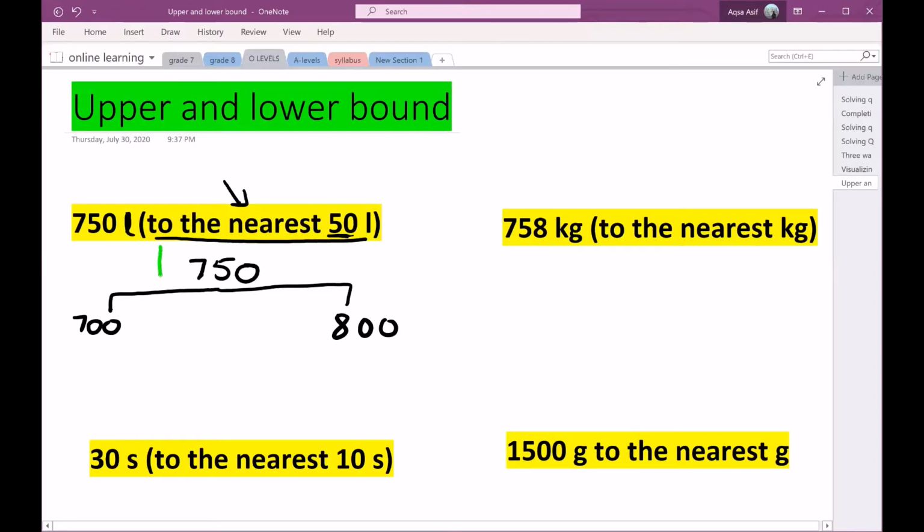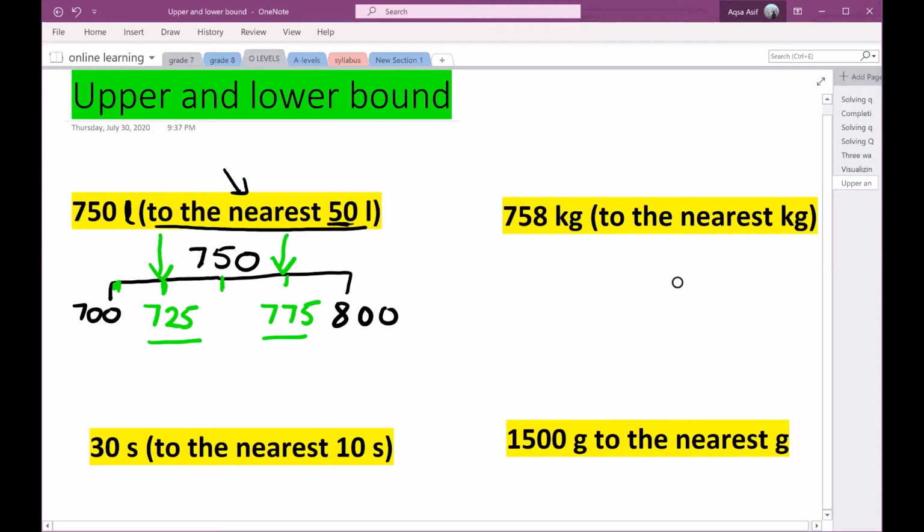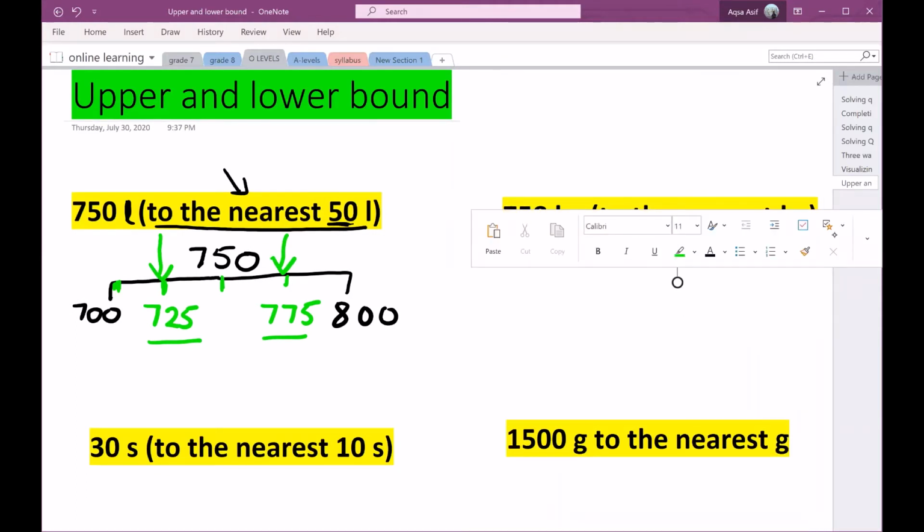Upper and lower bound is in the middle of 750 and 700. What is the midpoint? It will be 725. This will be the lower bound, and 750 to 800, the midpoint will be 775. So 775 will be the upper bound and 725 will be the lower bound. So similarly, let's do another question.